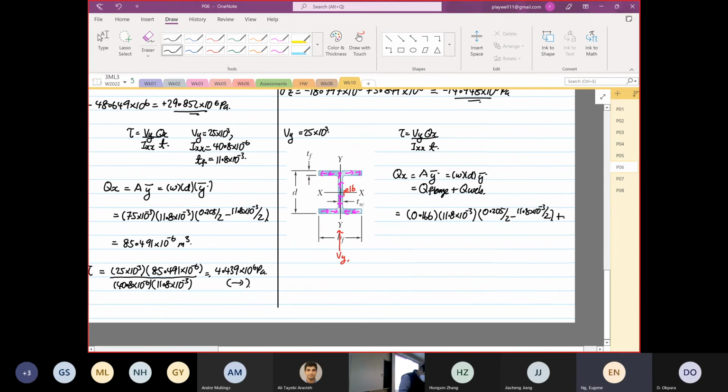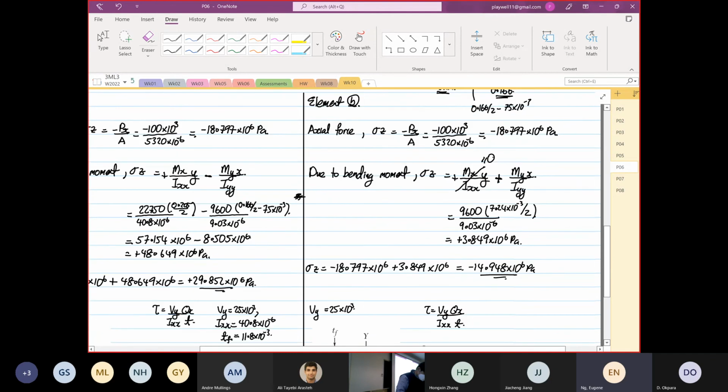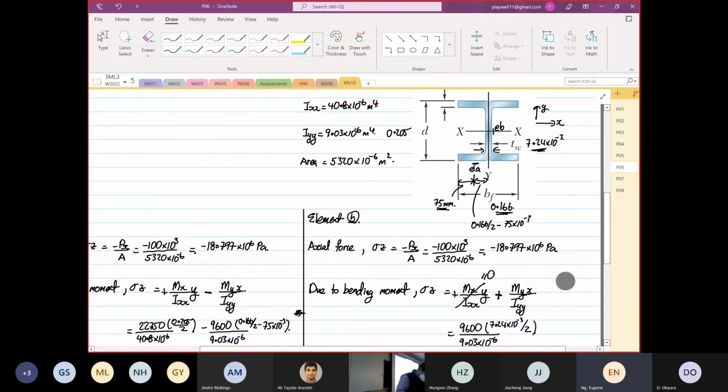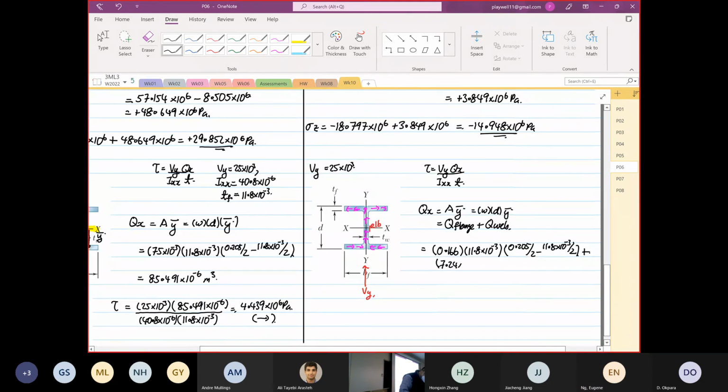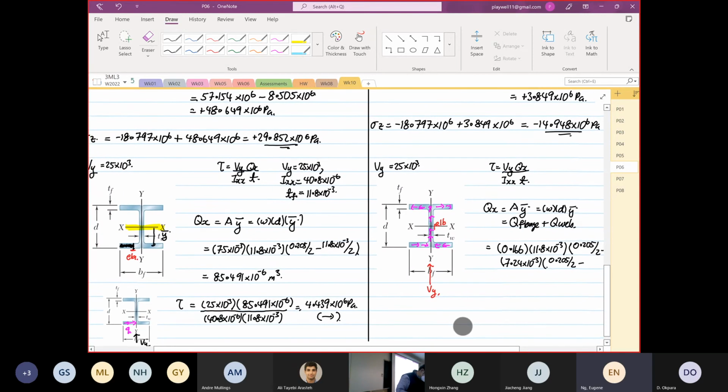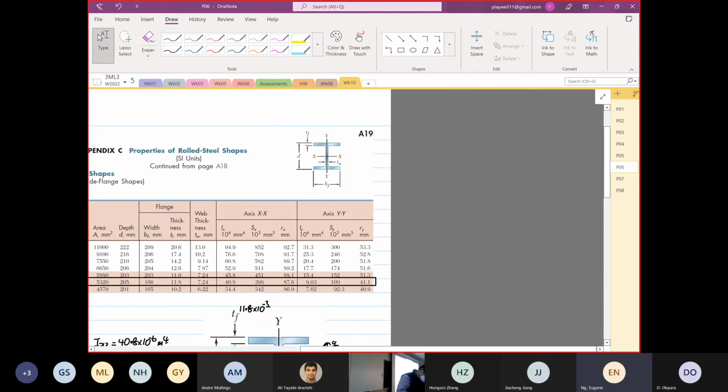Now the web. The width, TW, is equal to 7.24. The depth, D is 0.205 divided by 2, minus TF. TF is what? Let me check. TF is 11.8.